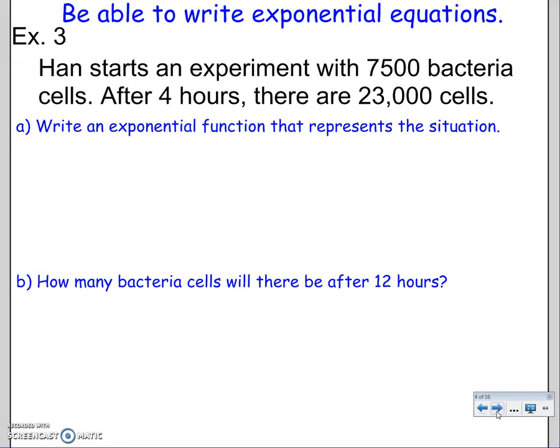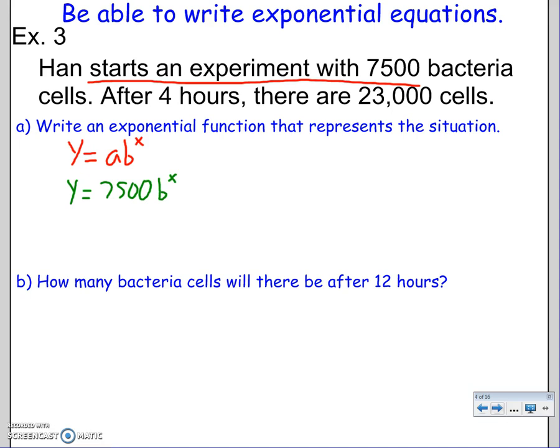Now I'll be able to write exponential equations. So Han starts an experiment with 7,500 bacteria cells. After 4 hours, there's 23,000 cells. So first, let's find the exponential function. Remember, our exponential equation looks like this if there's no h and k, so let's not worry about h and k. A is the start. Do we know what we start with? Right here, we start with 7,500. So we're going to replace that A with 7,500. Now notice we're missing b. We're going to have to find it.